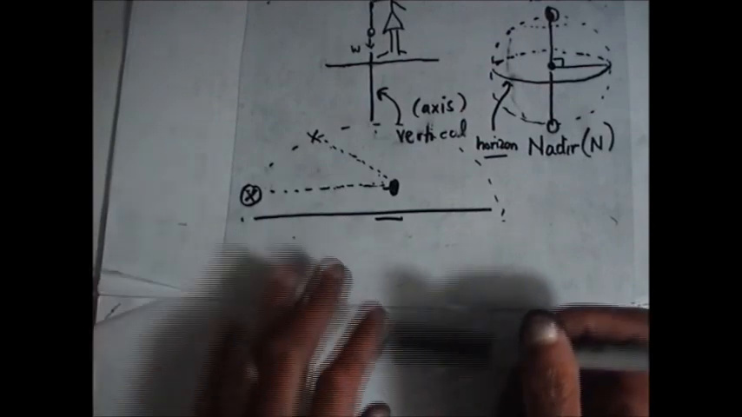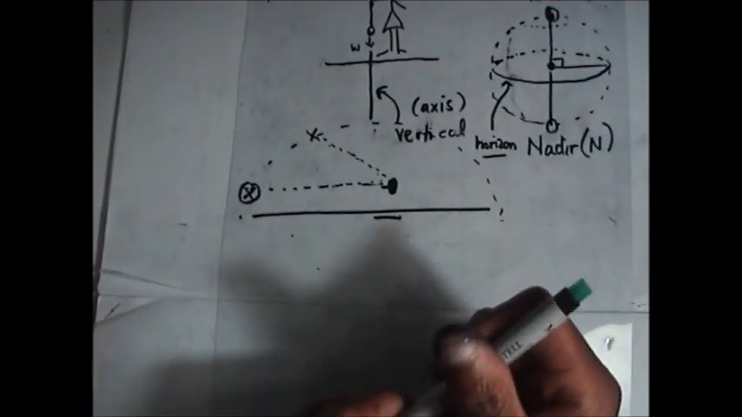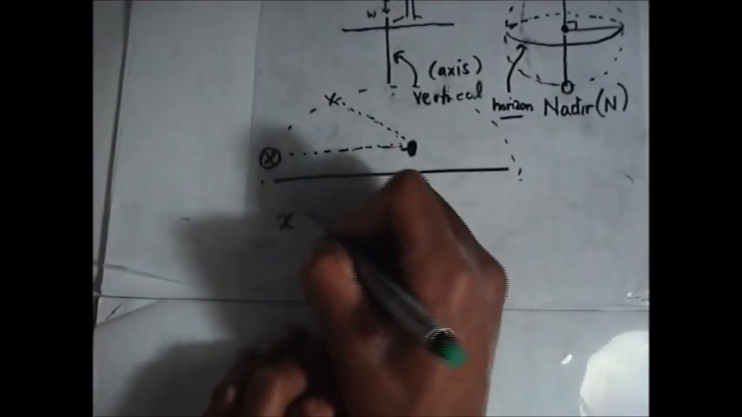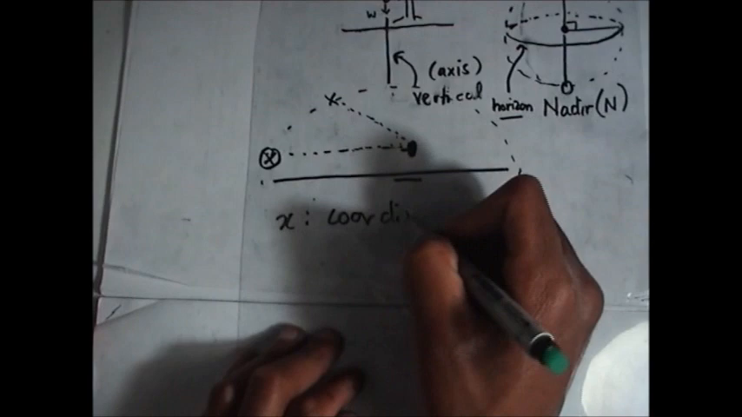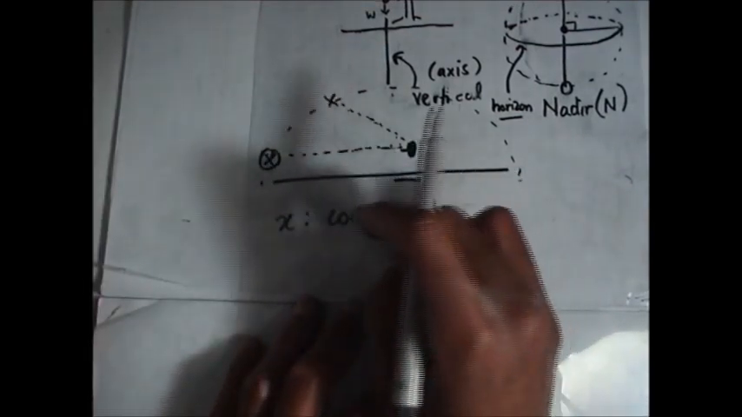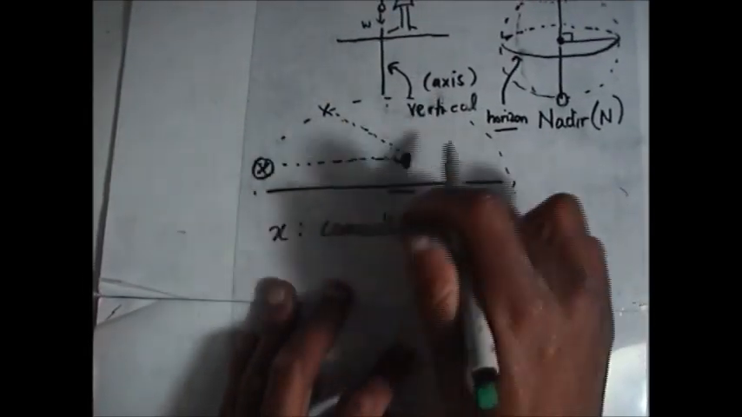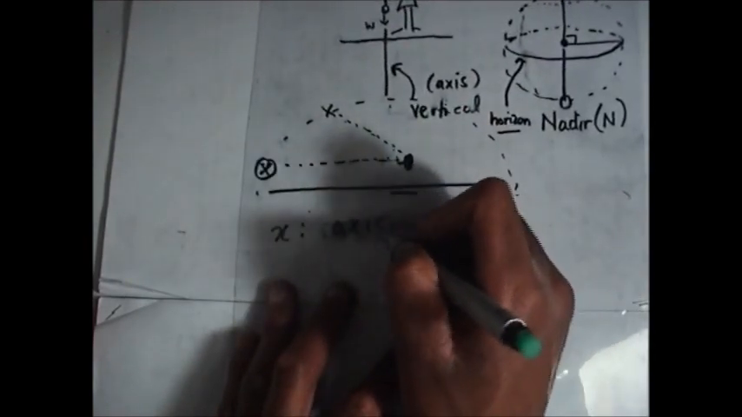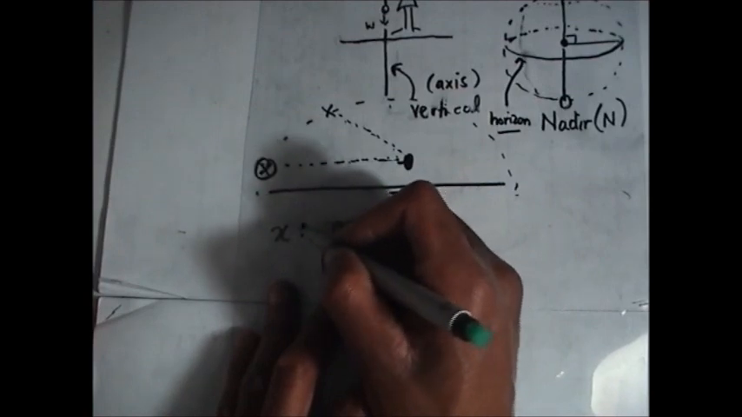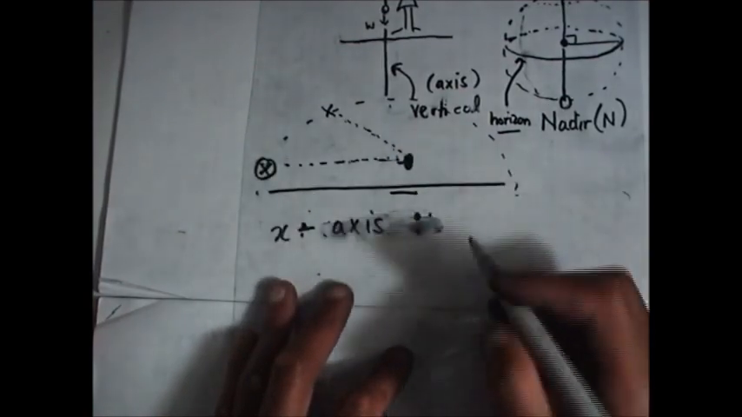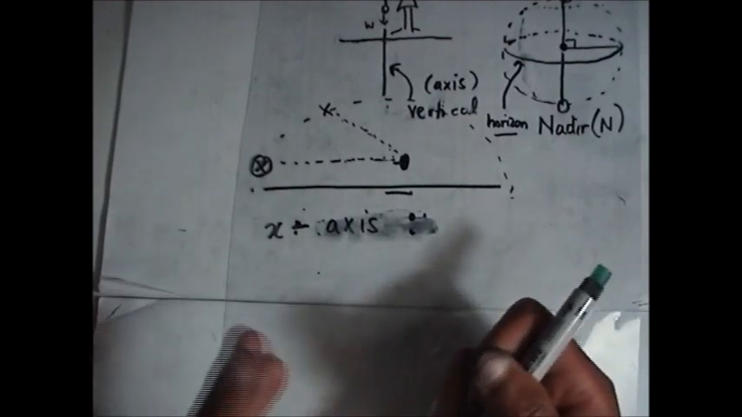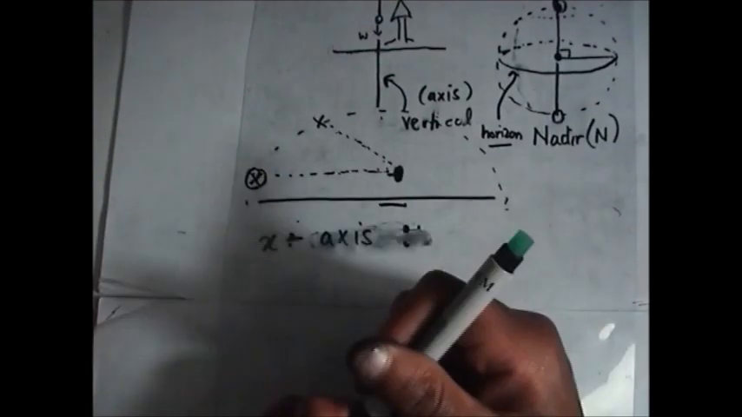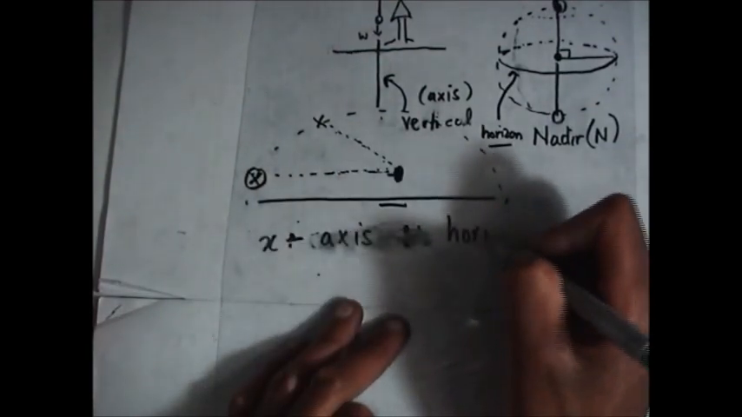So this great circle is called the horizon. The horizon is going to be our x-axis. So now we have defined our x-axis. You remember on Earth, if you remember well, our terrestrial equator was our x-axis. But in this vertical system, the x-axis is going to be the horizon.